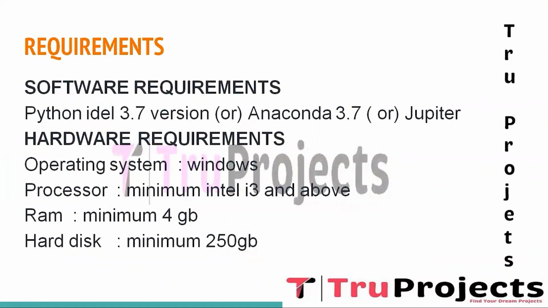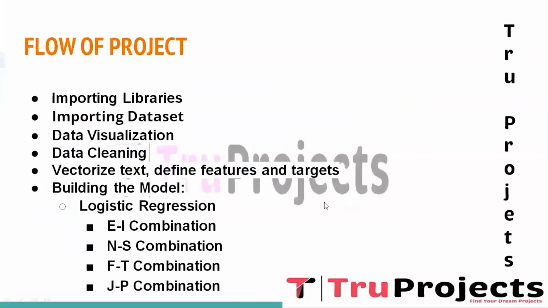The software requirements are Python IDE with version 3.7, or Anaconda with version 3.7, or Jupyter. Hardware requirements are operating system as Windows, processor of minimum Intel i3 and above, RAM of minimum 4 GB, and hard disk of minimum 250 GB. And to know about the project, these are the steps we need to discuss.